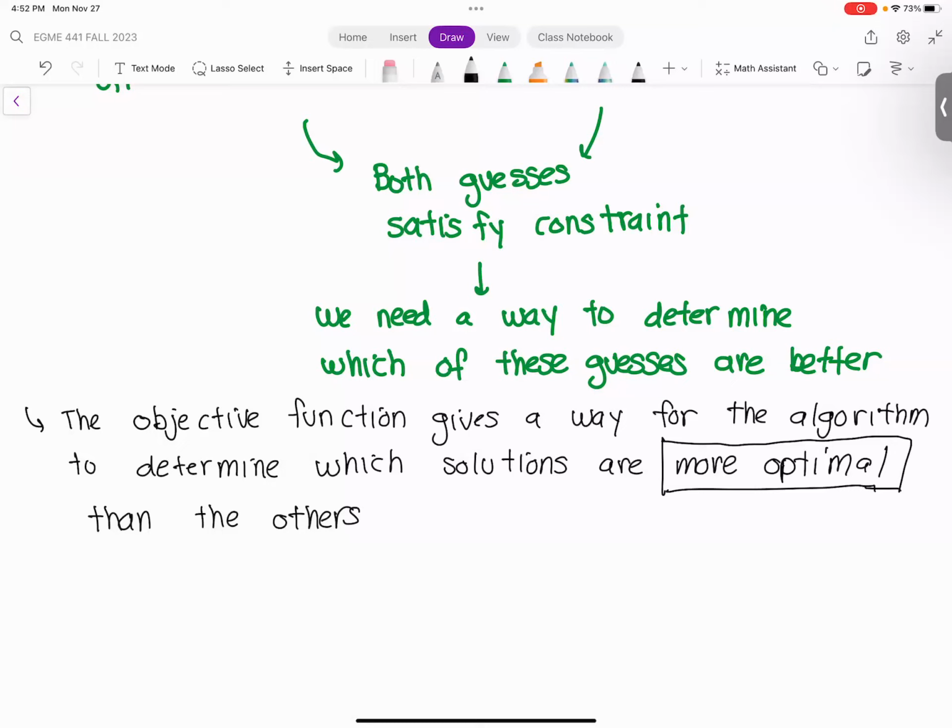The key to this definition are these two words, more optimal. Okay. And so this is where you have to use a little bit of intuition and a little bit of knowledge in the exact field to determine how we define what makes something more optimal than the others. Because there's a lot of ways that we can define some solutions to be more optimal than the others. Okay.